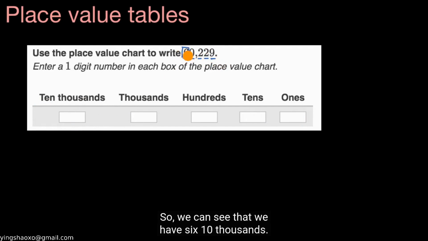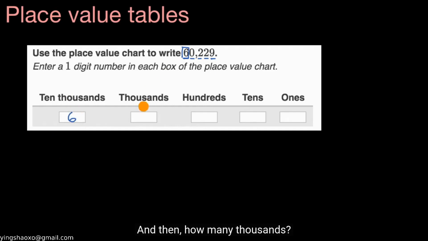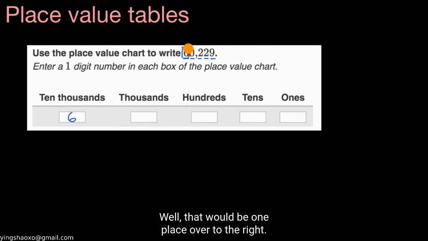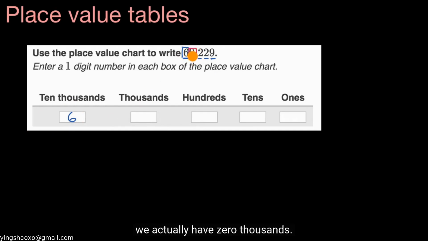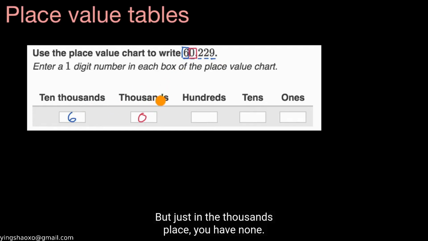So we can see that we have 6 10,000s. So all we would do is put a 6 there. We have 6 10,000s. And then how many thousands? Well, that would be one place over to the right. This is interesting. We can see very clearly we actually have 0 thousands. You might say, hey, when you say this out, you say 60,229. Don't we have 60,000? Well, you already accounted for that in the 6 10,000s. 6 10,000s is 60,000, but just in the thousands place, you have none.